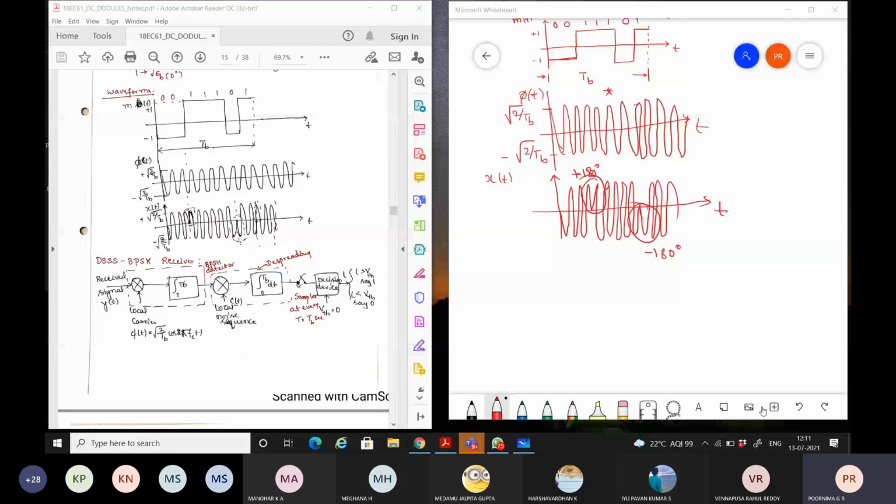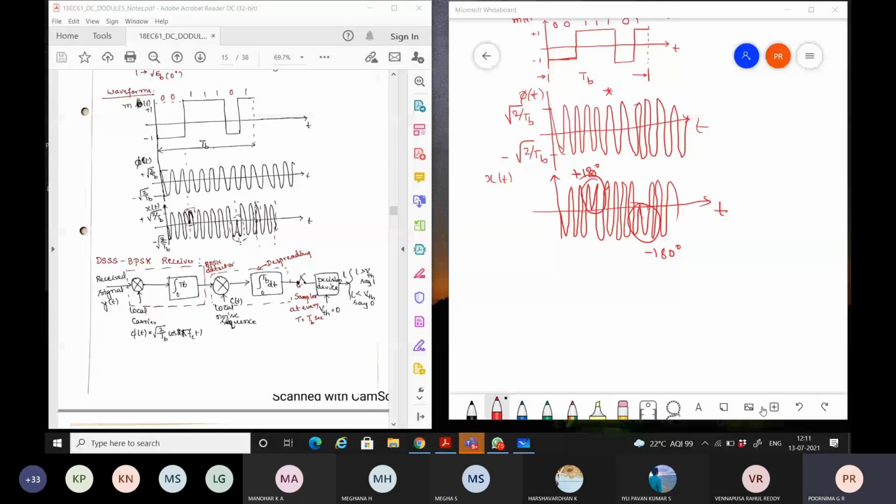Okay, now further moving. So this will be the decision. Based on the L value, if L is greater than 0, symbol 1 has been decided. If L is lesser than 0, symbol 0 has been received at the receiver.